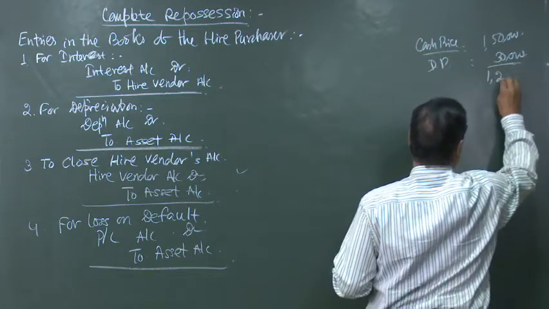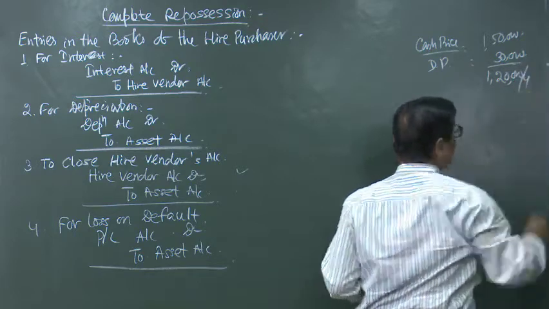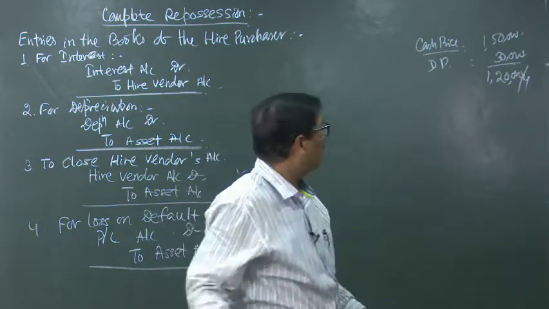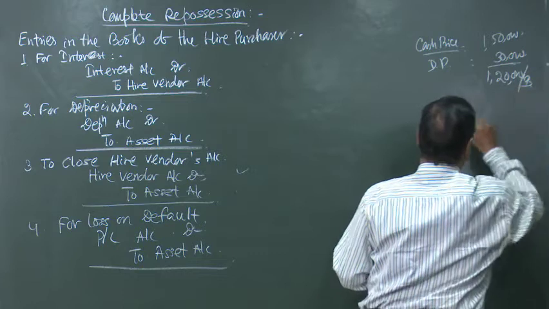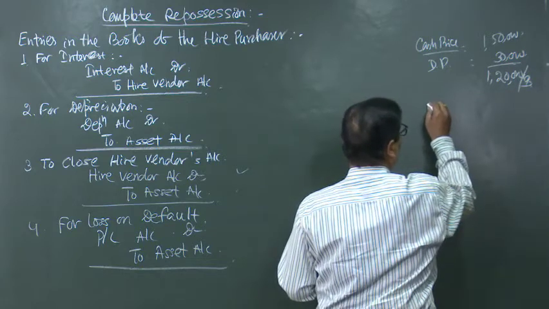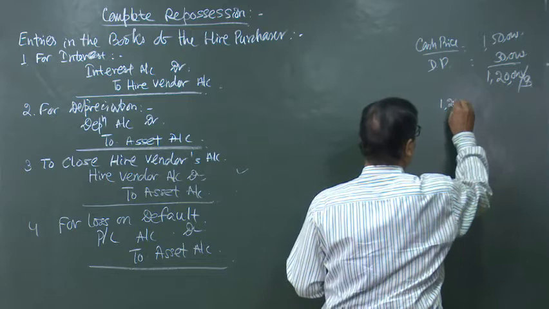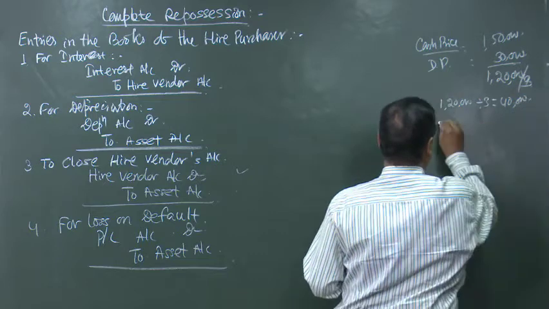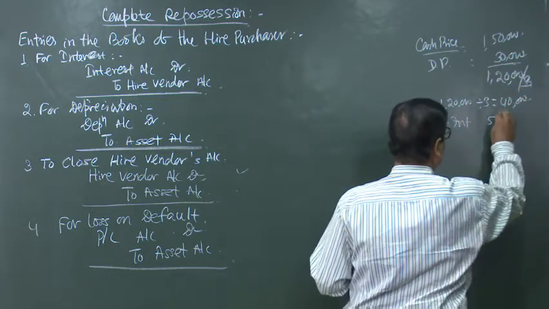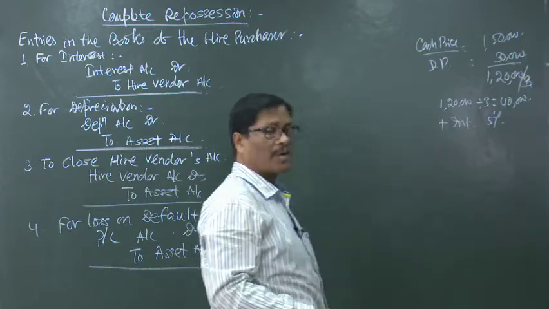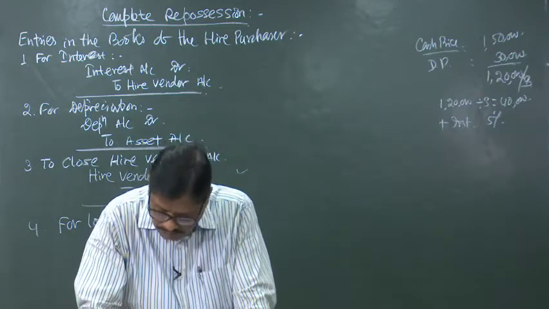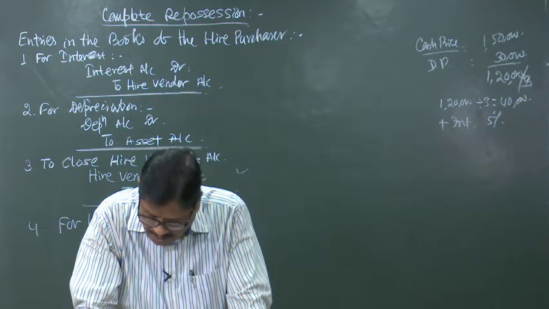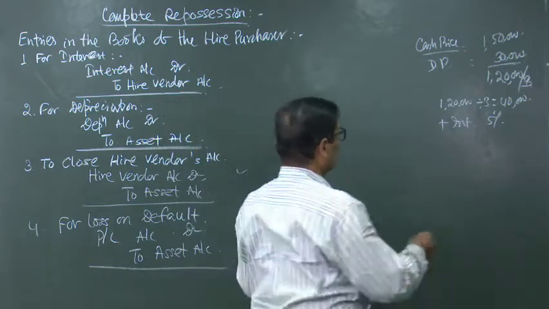So, the remaining balance is 1,20,000, divided by, sorry, 3 installments, because it will be paid in 3 equal installments. So, 3 equal installments of 1,20,000 divided by 3 is equal to 40,000 plus interest, whatever interest is due at the rate of 5% per annum. Depreciation will be calculated at 20% per annum on diminishing balance.